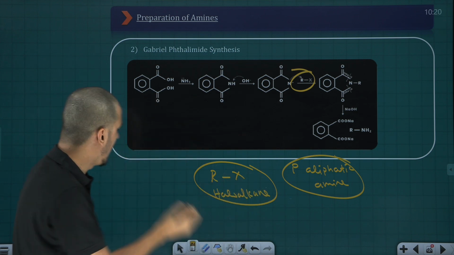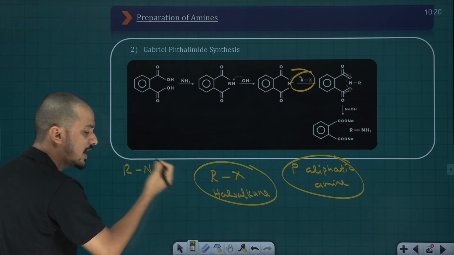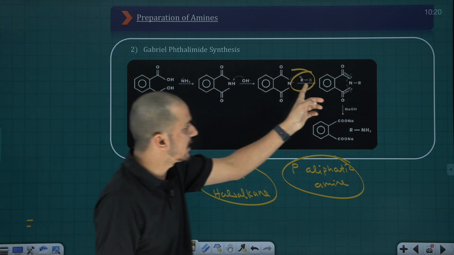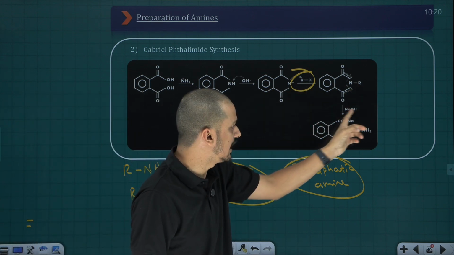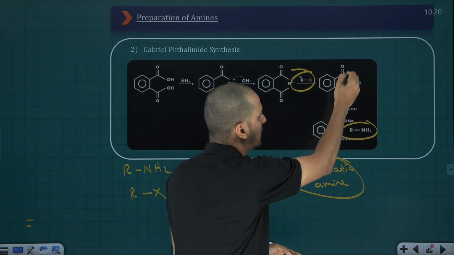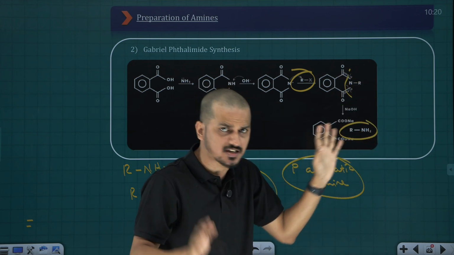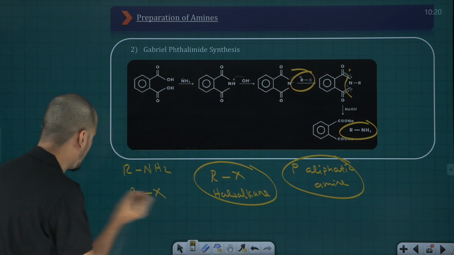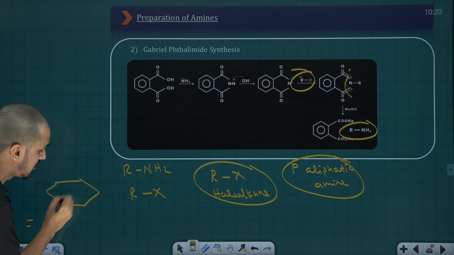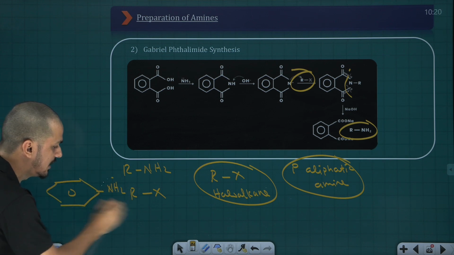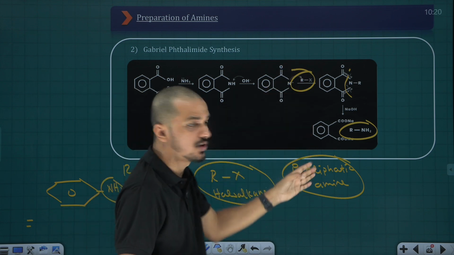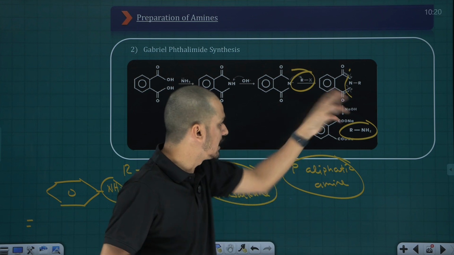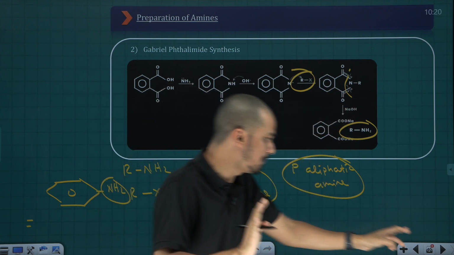If you want to prepare RNH2, you have to take RX. Then you treat with NaOH and you get RNH2, where the bond breaks. Chlorobenzene cannot be used in this method, so aniline cannot be prepared this way, because once chlorobenzene breaks you get a phenyl carbocation, which is highly unstable. So that reaction is not possible. Keep that idea in mind, guys.